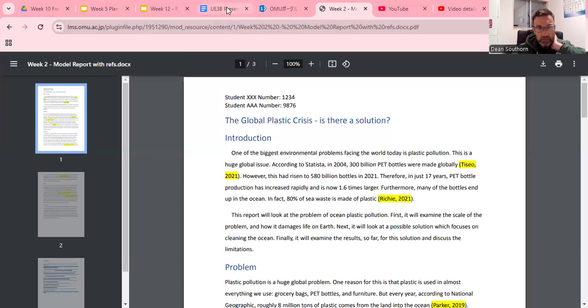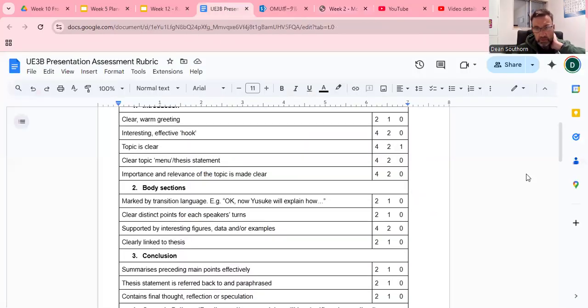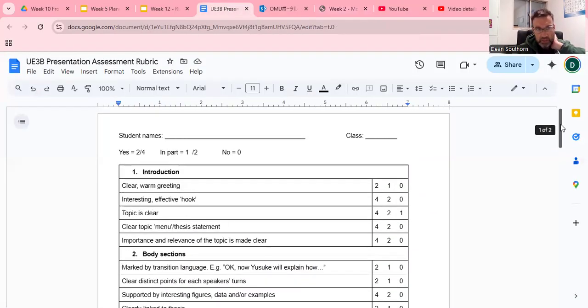Okay, so I'm going to share a few documents. Here is the presentation rubric. So it's divided into parts. This is what I use when I watch your presentation.